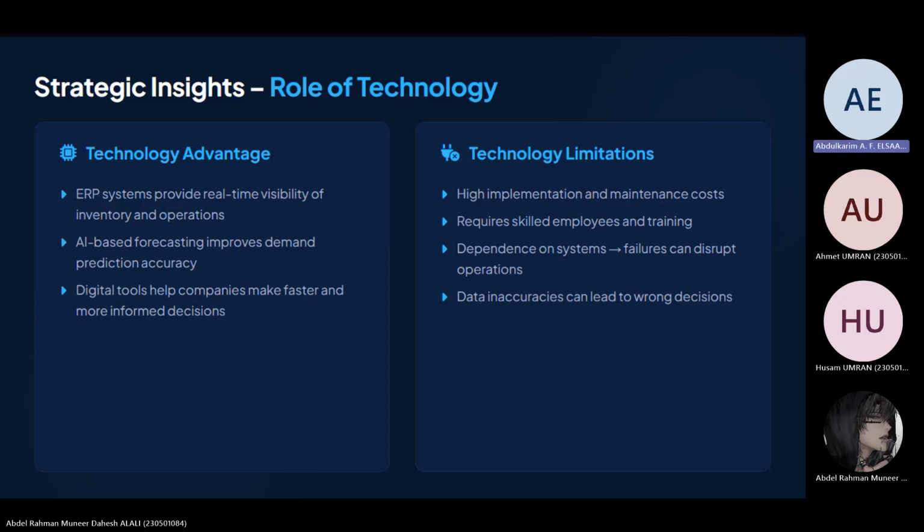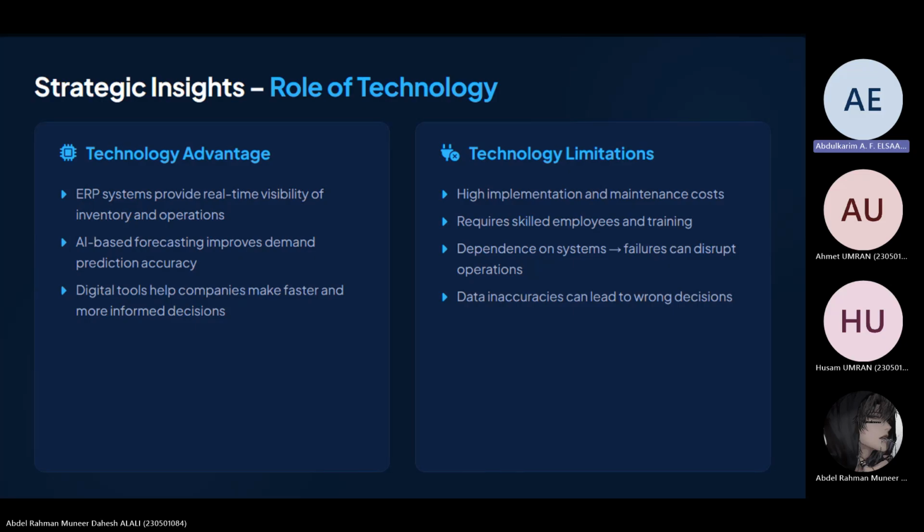And now I will talk about the role of technology. Technology plays an important role in inventory management, like ERP systems give companies real-time information about inventory and operations. AI-based forecasting tools also help companies predict customer demand more accurately. This allows companies to make faster and better decisions.